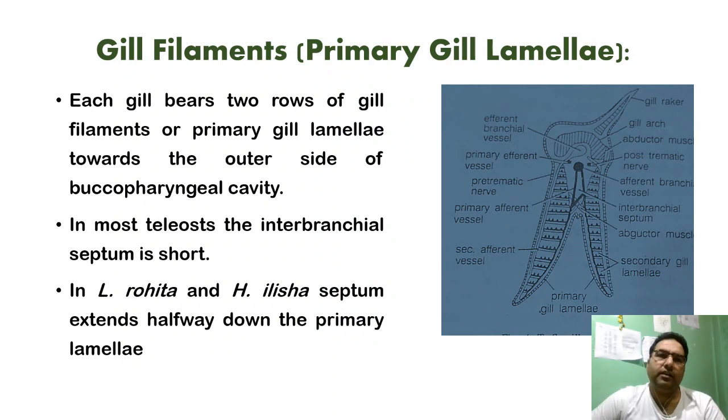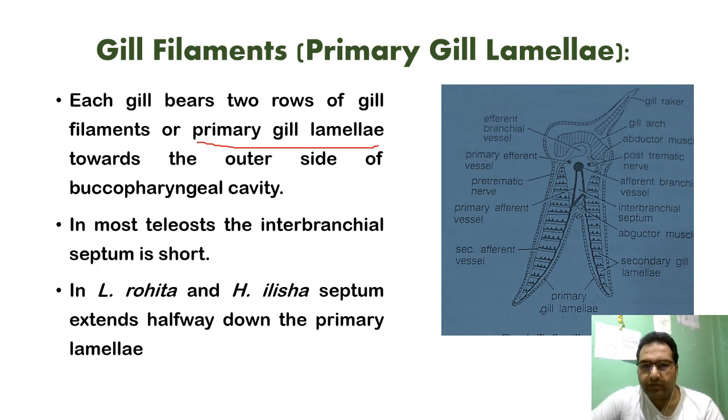Now, talking about the gill filaments, each gill bears two rows of gill filaments, which are called the primary gill lamellae. So these are the primary gill lamellae toward the outer side. This is the outer side. They bear the primary gill lamellae. So these two are the primary gill lamellae.